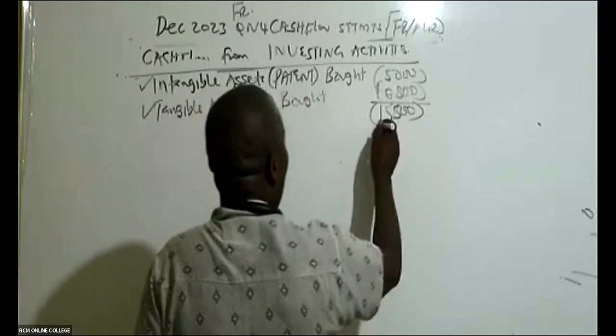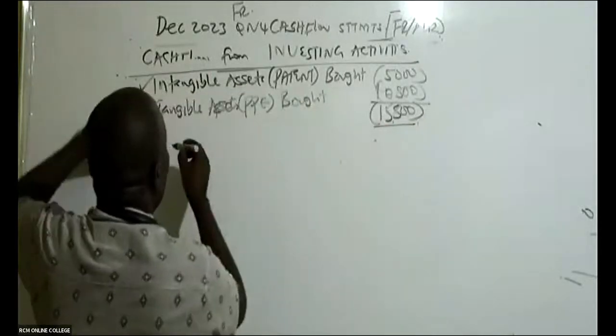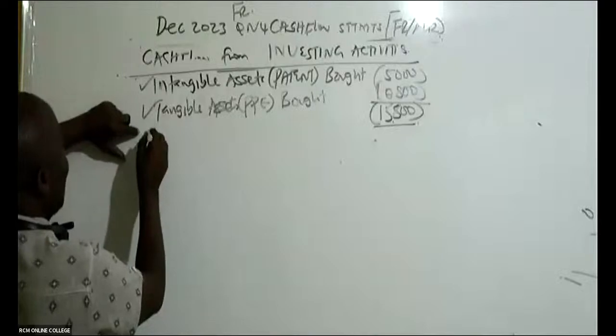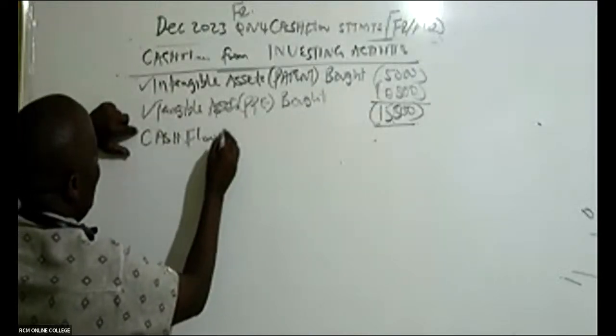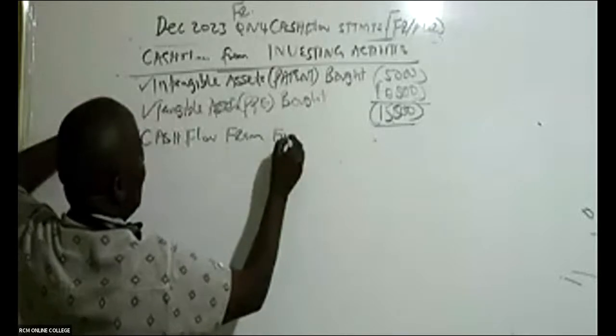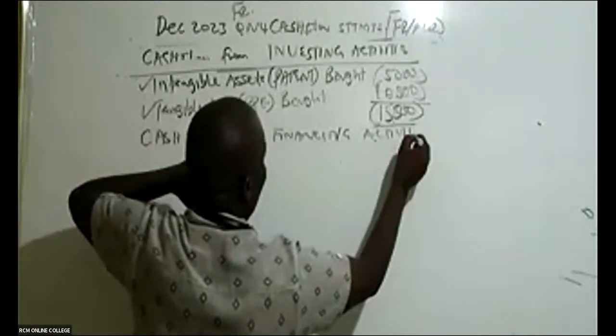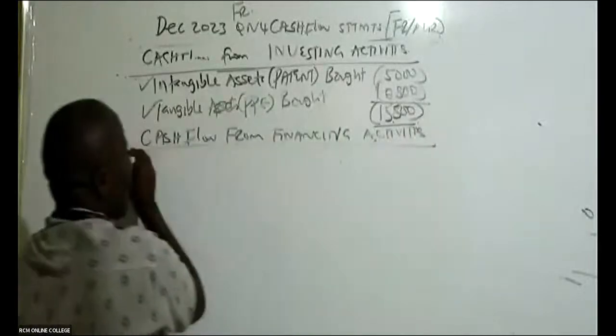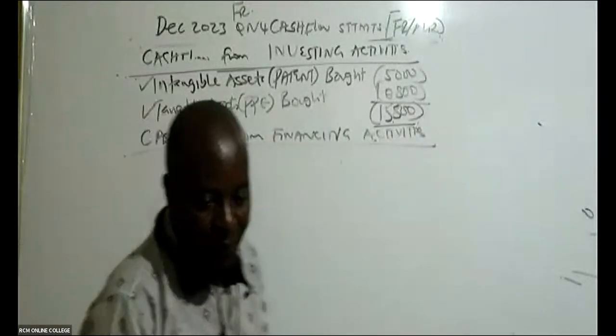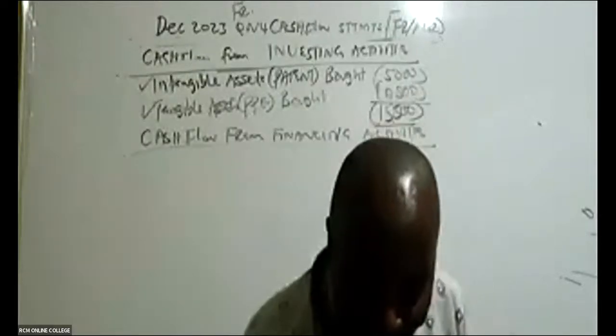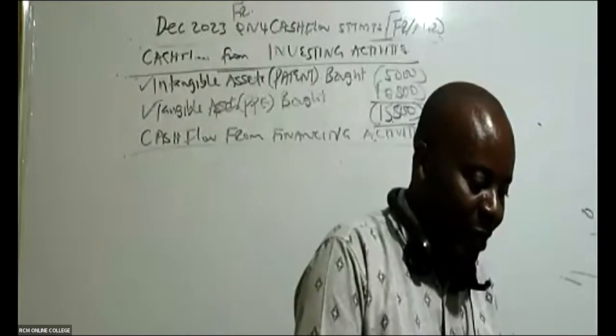With your permission, now I will go to cash flow from financing activities. Cash flow from financing activities. Up to here, are we together somehow? I have to add ink to my pen a little bit.